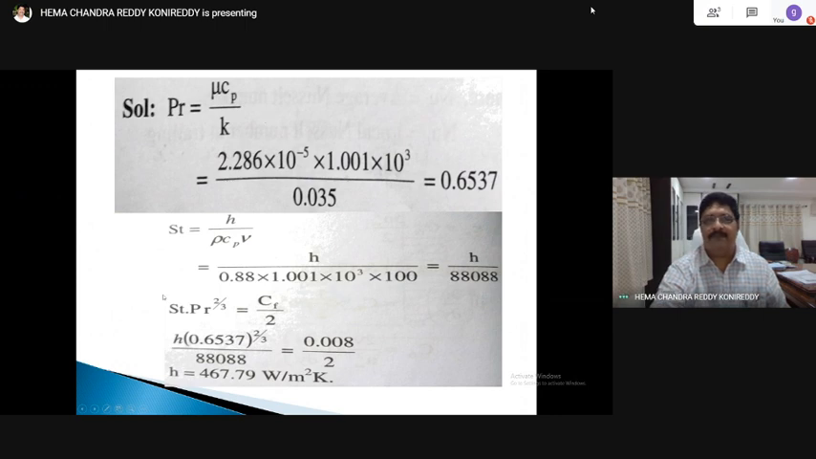Is it okay? Please go through it. Prandtl number can be calculated because all these three parameters are given. Stanton number is equal to h divided by rho Cp V, and with the Prandtl number you have already calculated, it is equal to CF by 2, and therefore you calculate.